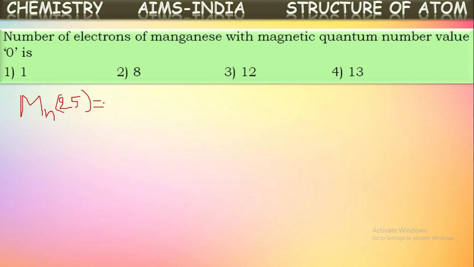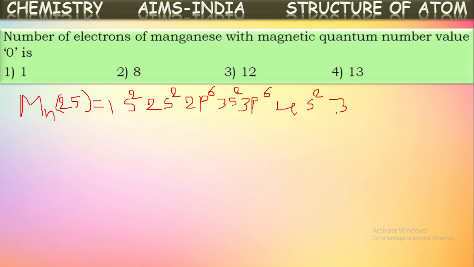If you write the configuration for this, we get it as 1s2, 2s2, 2p6, next 3s2, 3p6, 4s2, how many come to 20? Then 3d5. So this is the configuration of manganese.